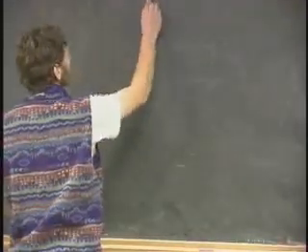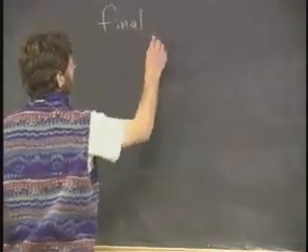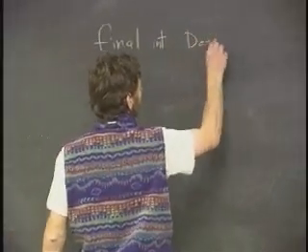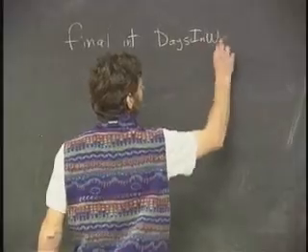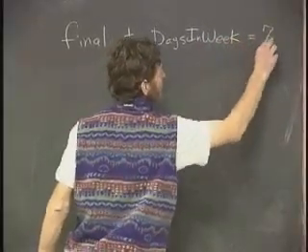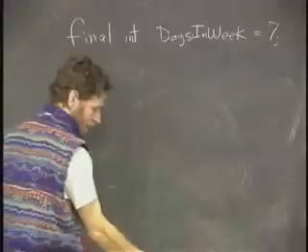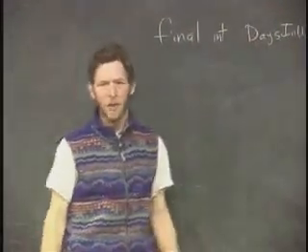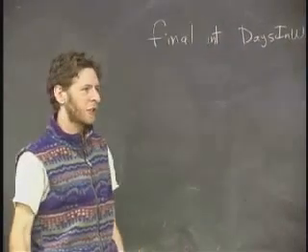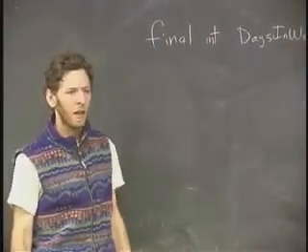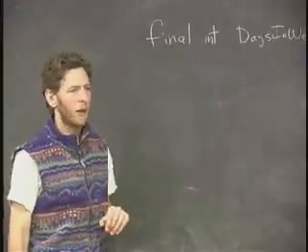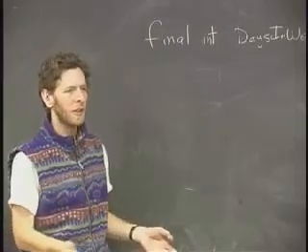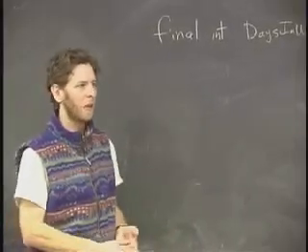So, for example, we can say final int daysInWeek equals 7. And we know that the number of days in the week is always going to be 7, and it's never going to change. There's a couple of reasons that you might want to do this. One is for the sake of the person looking at the program, they could see that this is intended as a constant and not a variable.